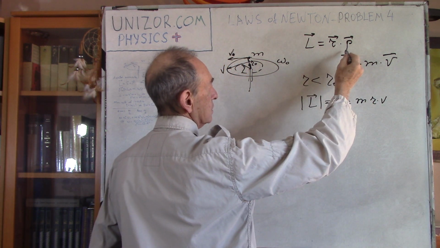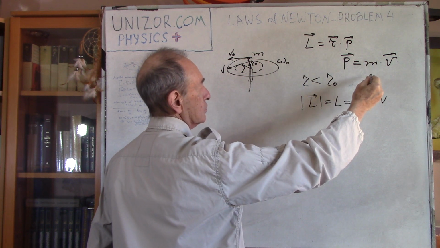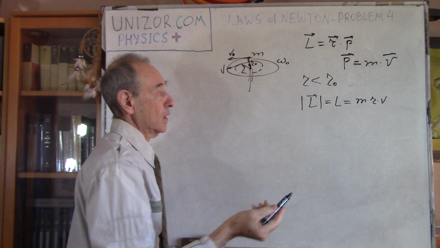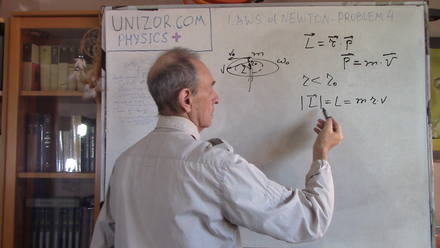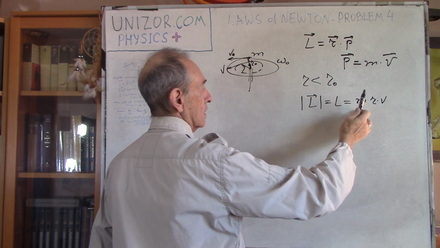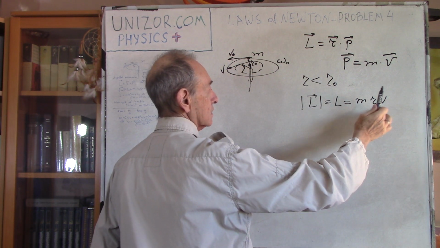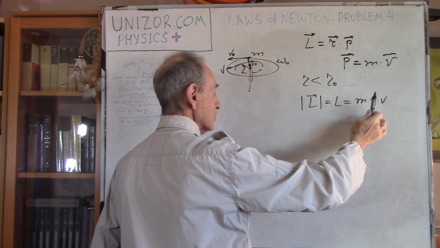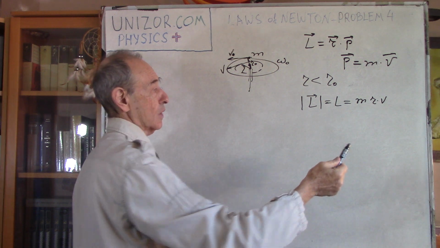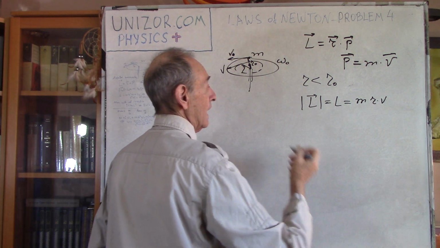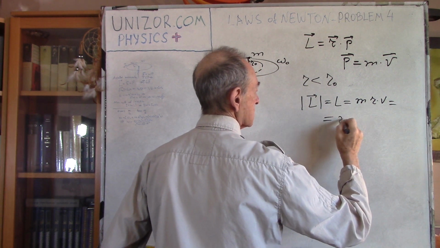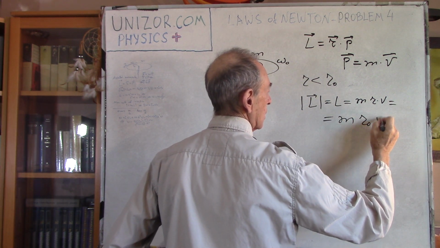Since r and v are perpendicular to each other, the sine of the angle of 90 degrees is equal to 1, so the magnitude of the vector is just the magnitude of one vector times the magnitude of another vector times sine of 90 degrees, in this case 1. And it's supposed to be preserved, which means it's equal to m r0 v0.